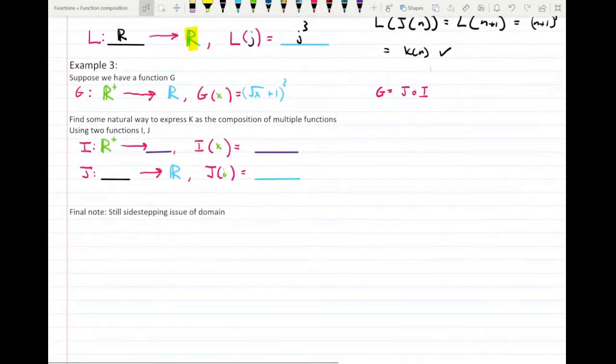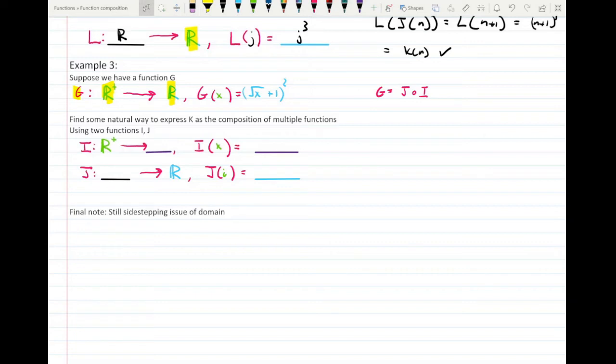All right, final example. Let's say we've got a function g that takes in positive numbers, or are positive, and just outputs numbers. So again, pretty standard function. And it's going to have its mapping defined by g of x equals the square root of x, then plus 1, and then squared. The emphasis here is that there are essentially 3 different steps that x goes through, right? First, there's a square root, and then you add 1, and then you've got the square. And of course, there's multiple natural ways to split those up.